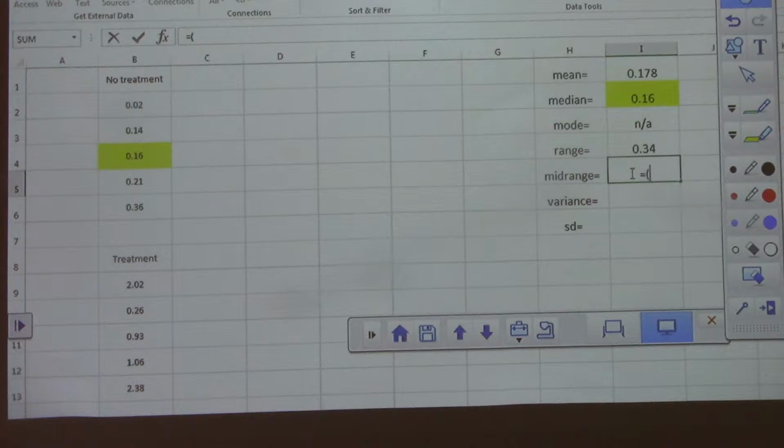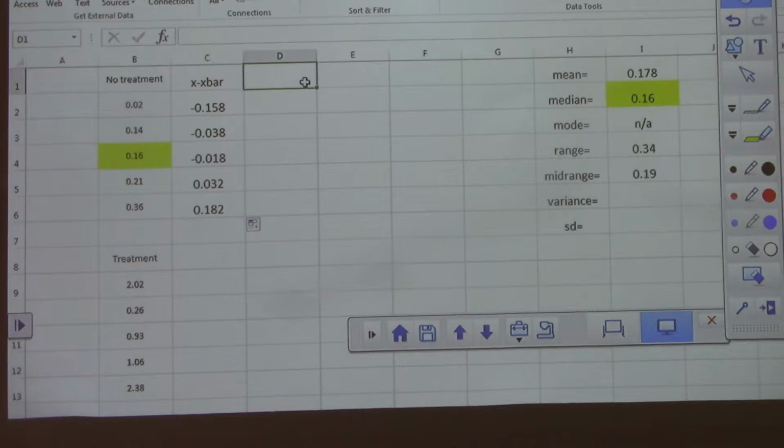Mid-range is equal to parentheses, the highest plus the lowest, divided by 2. And let's go ahead and find the variance and the standard deviation. So we need x minus what? X bar. I'm doing this just to give y'all extra practice. And then what do we do with x minus x bar? Square them. That's equal to this squared.